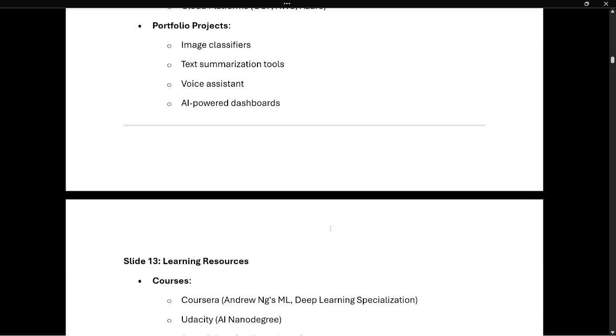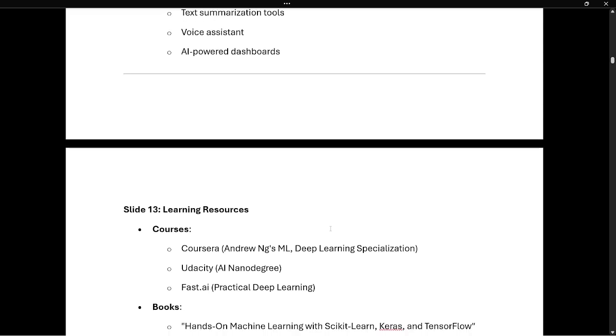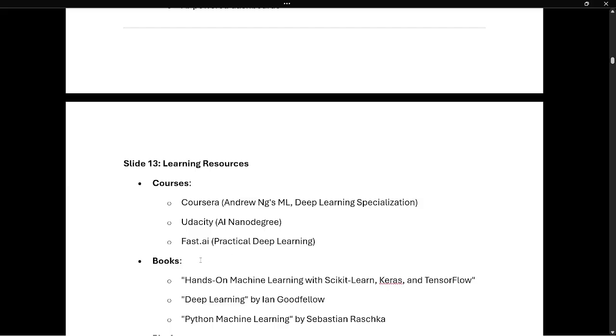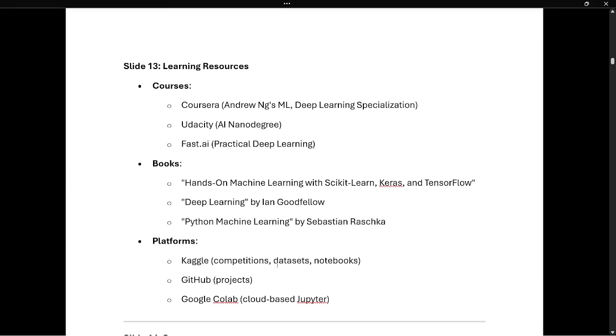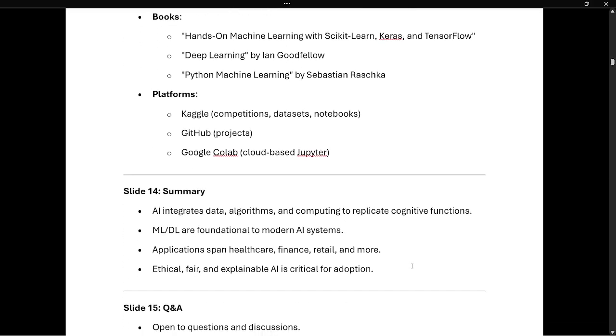I have given certain learning resources also, like Coursera, Udemy, Fast.ai, books. These are the books we have, the recommended platforms we have. You can solve problems on Kaggle, GitHub and all. So this is the summary for that.